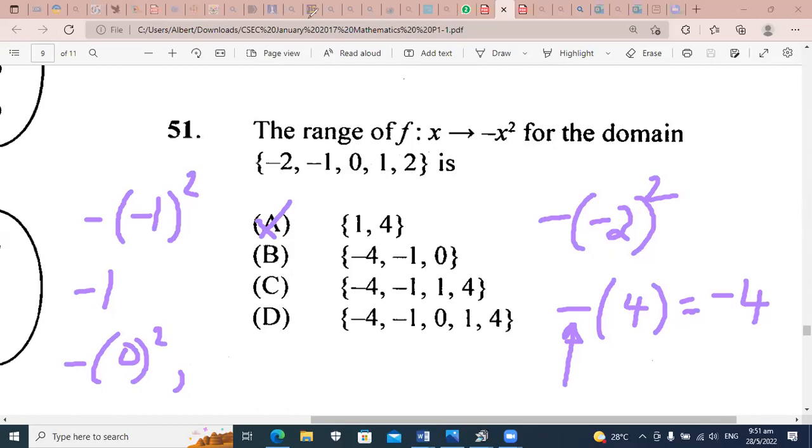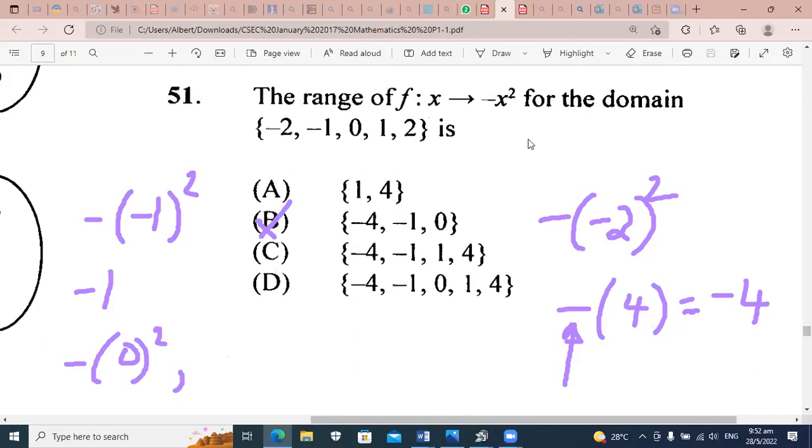Hold on, I'm all over the place with this. So I'm gonna write it. I have -4, and then I have -1. Then I have 0. Then I'm gonna put in 1 in the formula. So it's gonna be negative and 1 square. Work out the bracket. 1 square is 1. So we have -1 again.